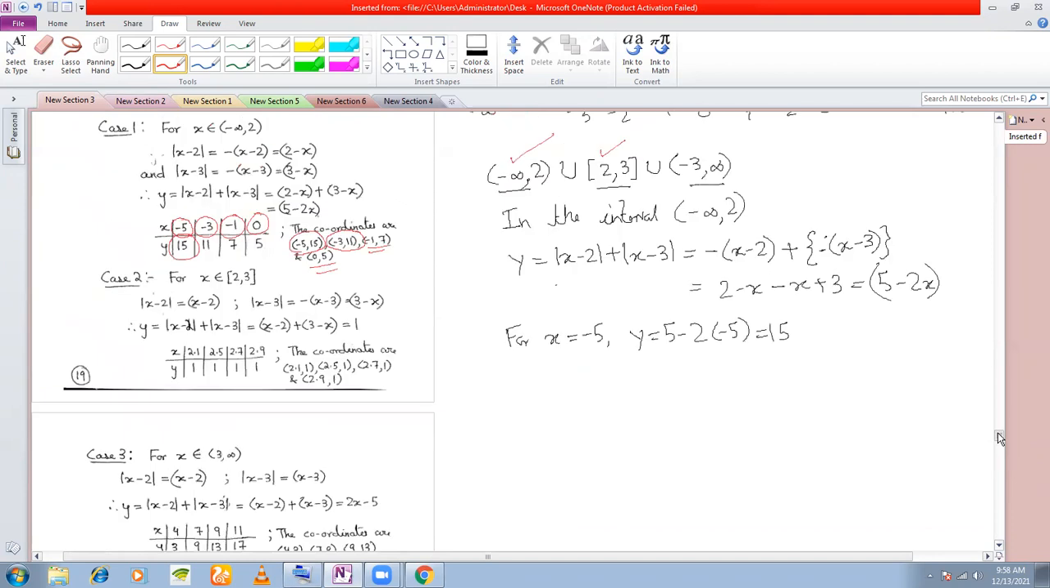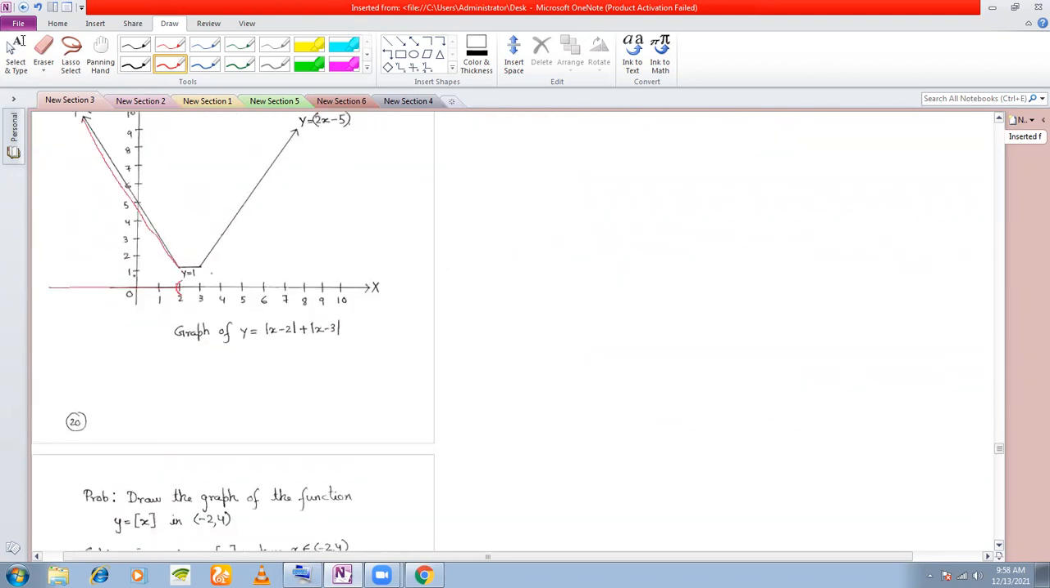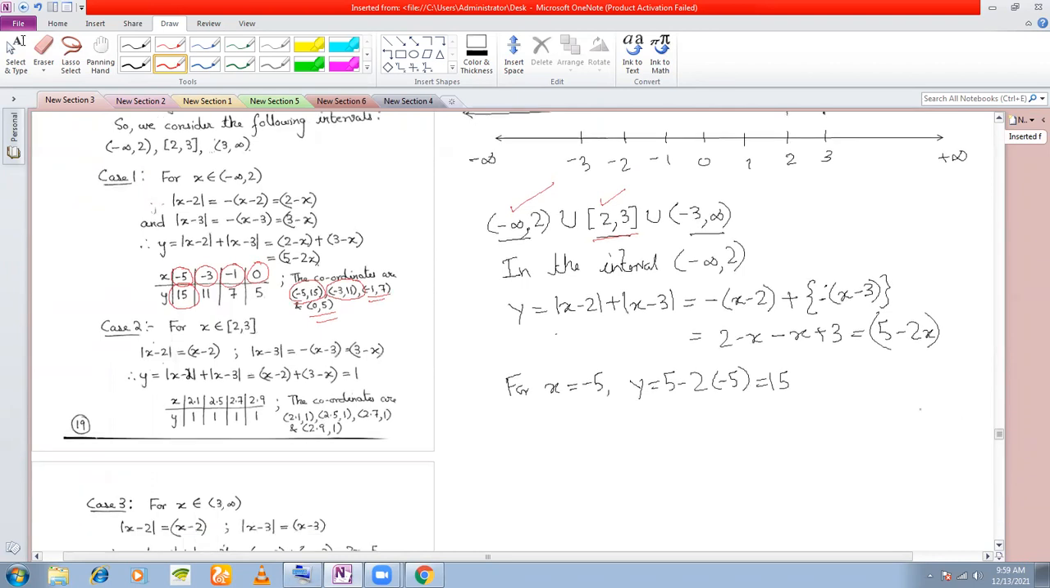Now I'll consider the interval 2 to 3. What is the interval 2 to 3 on the graph? Only this part, right? Now for this part, what should be the value of the function when x lies between 2 and 3? So y = |x − 2| in the interval 2, 3.